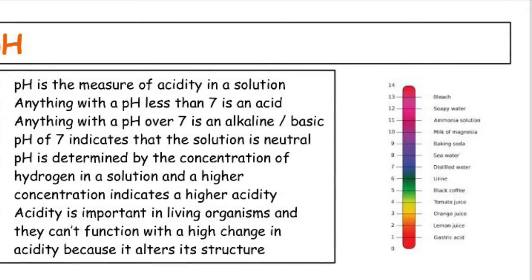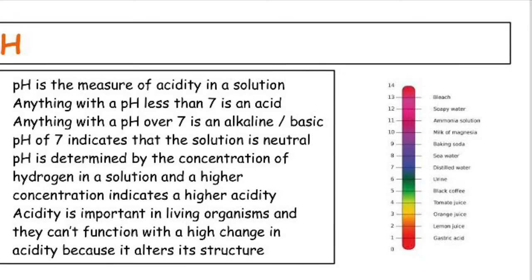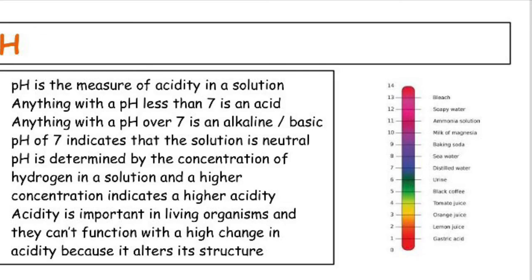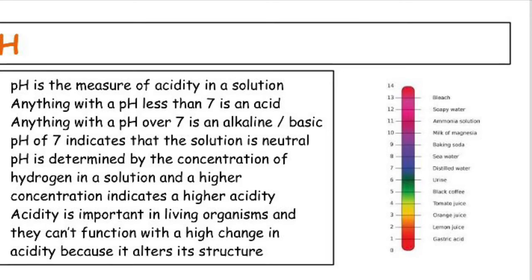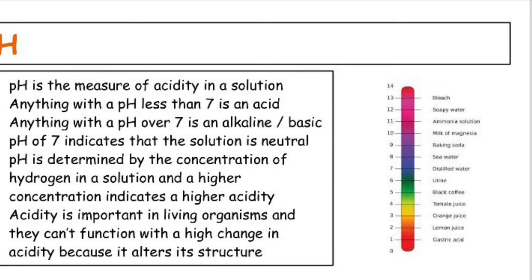The last major component in biochemistry is pH, or the measure of acidity in a solution. Acidity is measured from 0 to 14, and anything with a pH less than 7 is determined as an acid, and anything with a pH over 7 is determined as an alkaline or base. A pH of 7 indicates that the solution is neutral, and one of the only solutions that are neutral is water.